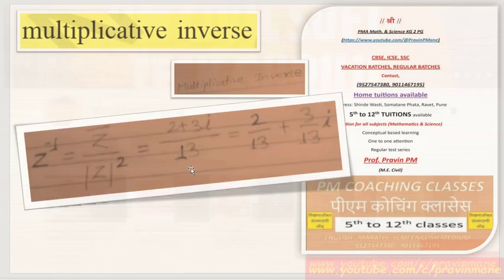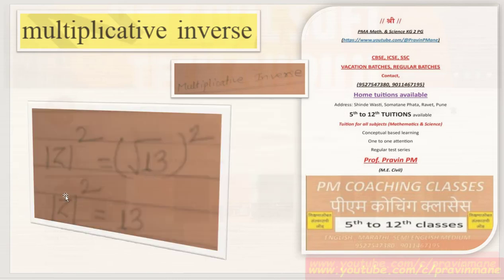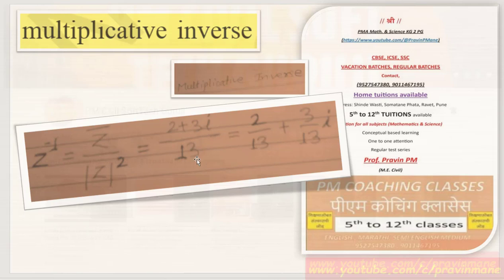Modulus of z square is equal to 13, we have already calculated. So 2 minus 3i divided by 13. We separate the denominator and make this complex number into real part and imaginary part. So 2 divided by 13 is the real part, and minus 3 divided by 13 iota is the imaginary part. That is called z inverse.